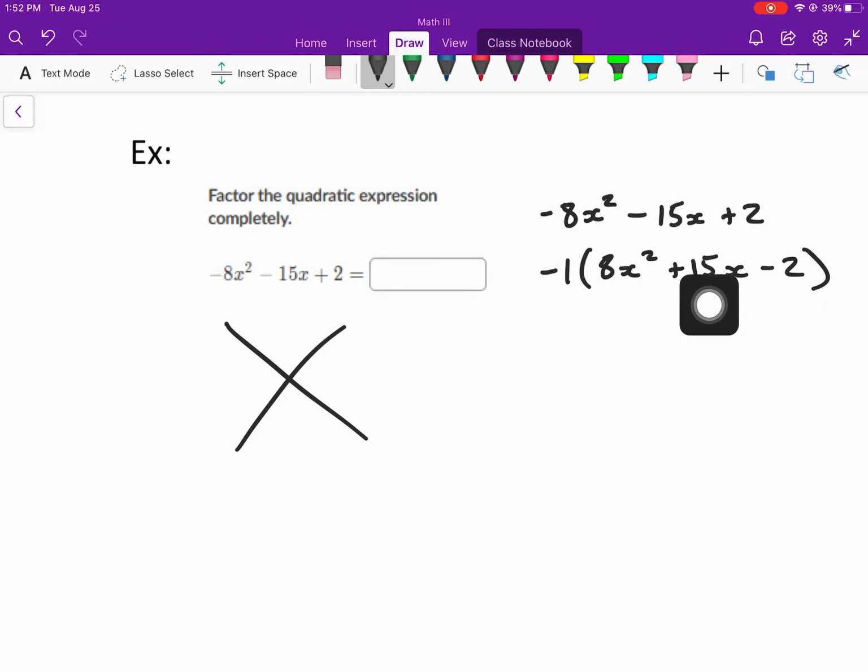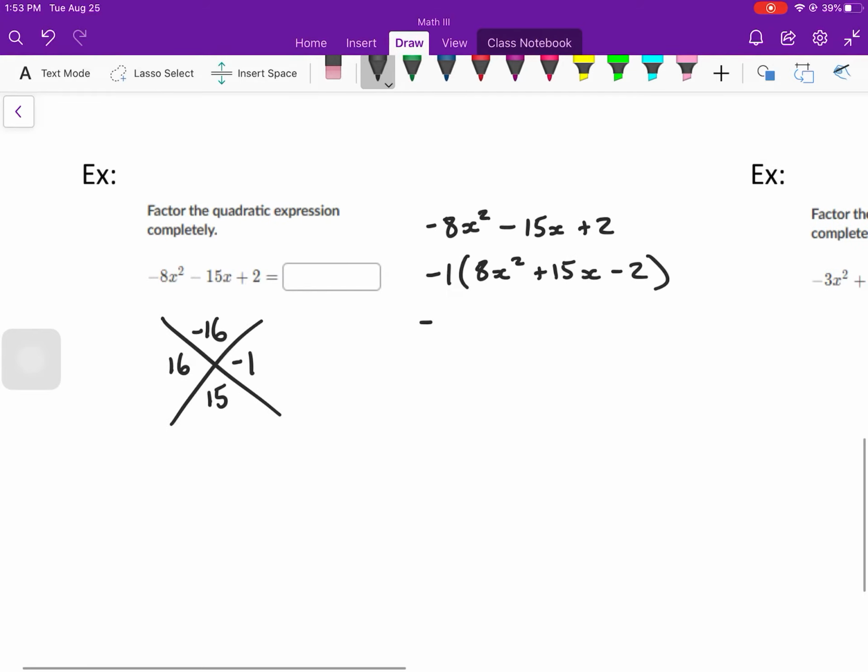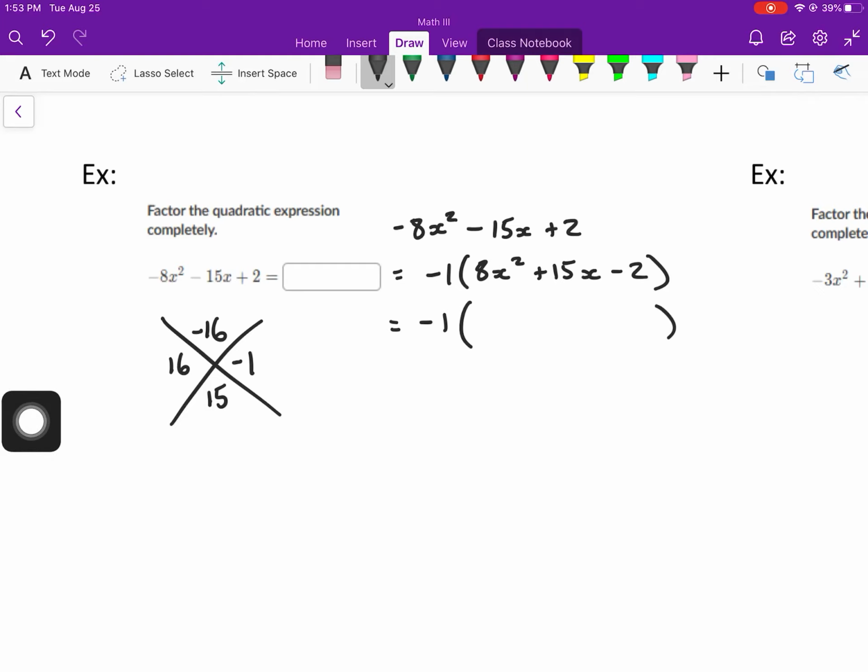So we're going to do a times c on the top. 8 times negative 2 is negative 16, and 15. So what multiplies to negative 16 and adds to 15? 16 and negative 1. So you got to bear with me and just let me move a couple things real quick. So I'm going to split that 15 up with the 16 and negative 1.